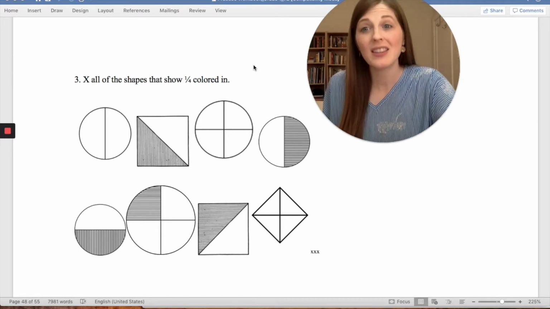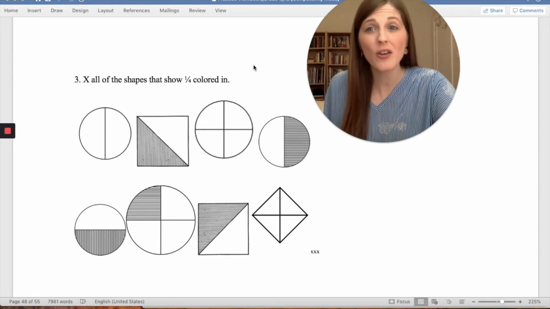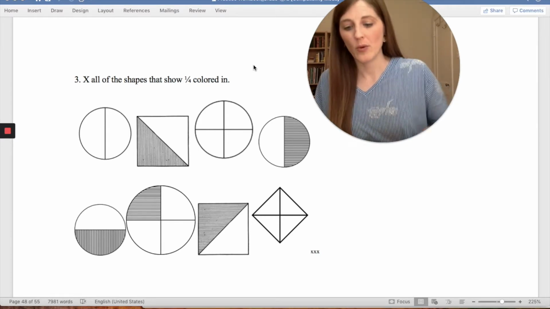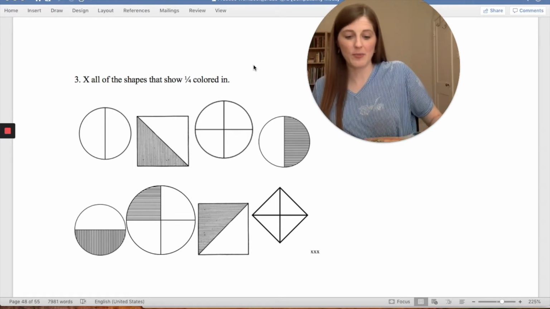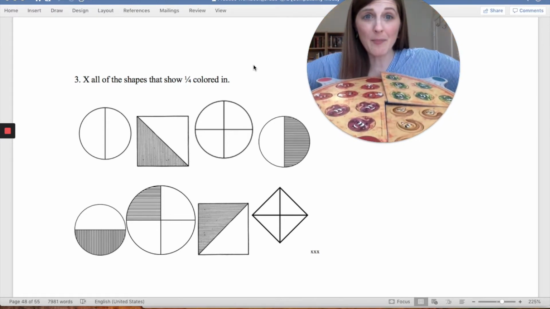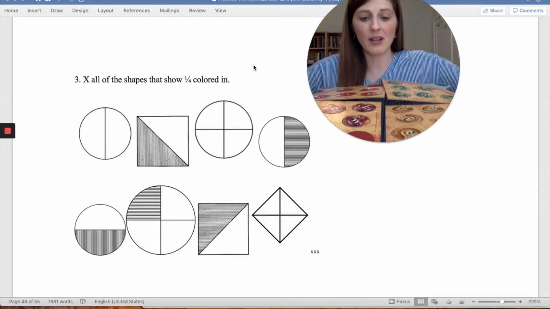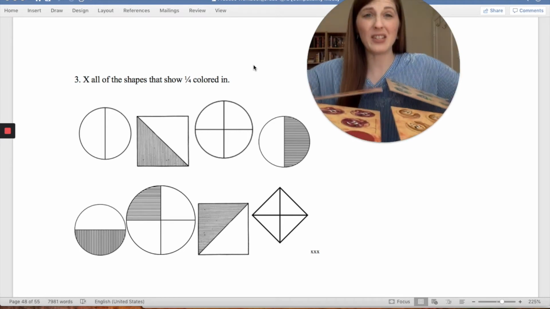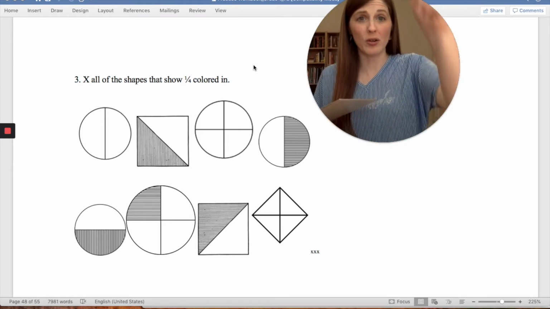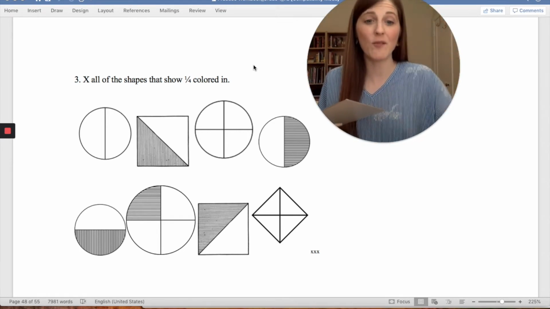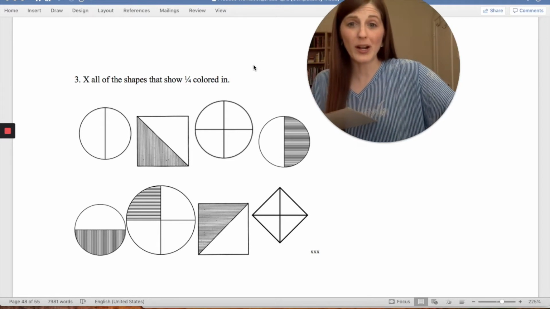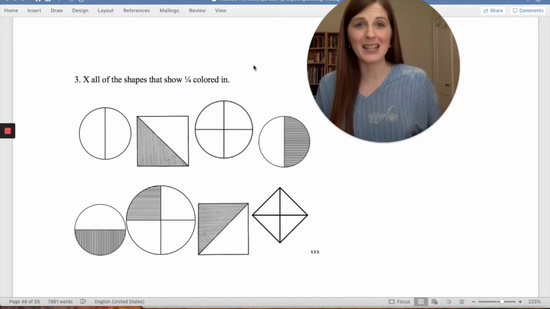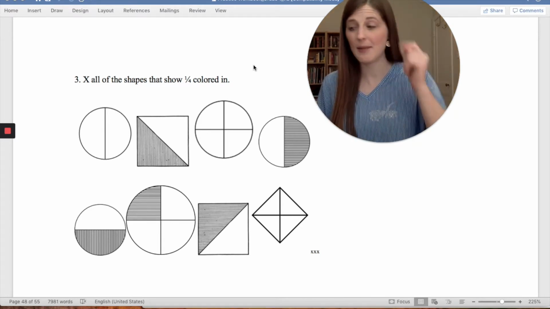All right, let's look at these shapes. It says cross out all the shapes that have a 4th colored in. Okay, remember, here's my pizza. Remember that if we cut something into 4ths, there are 4 equal pieces. If it's a circle, we can just do a crisscross and make 4 equal parts. If it's a square or other item, then it may not look the same as a circle, but it needs to have 4 equal parts. So keep that in mind.